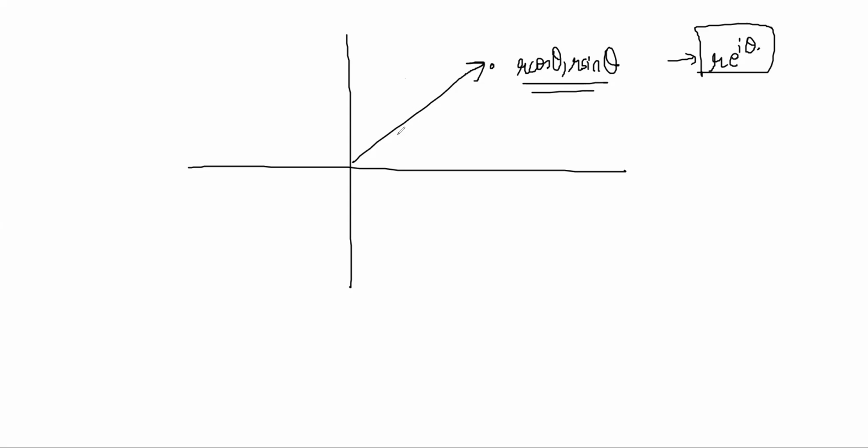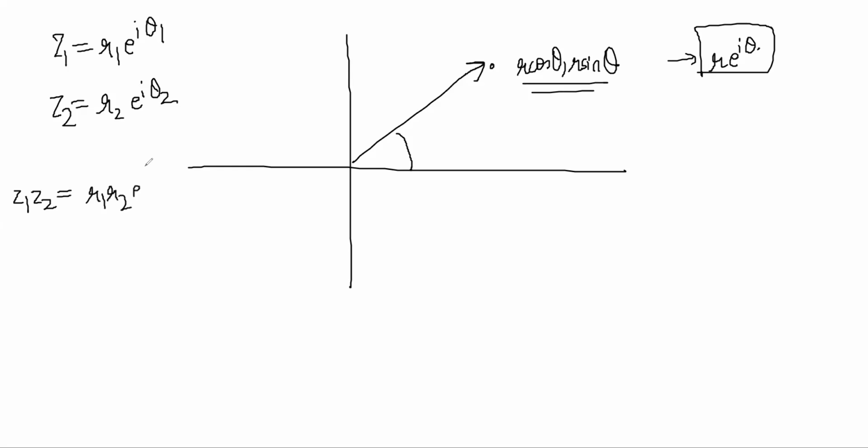Now we have a nice way of representing multiplication of complex numbers. If z1 is equal to r1 e to the i theta 1 and z2 is equal to r2 e to the i theta 2, multiplication becomes very easy. It is simply r1 r2 e power i (theta 1 plus theta 2).